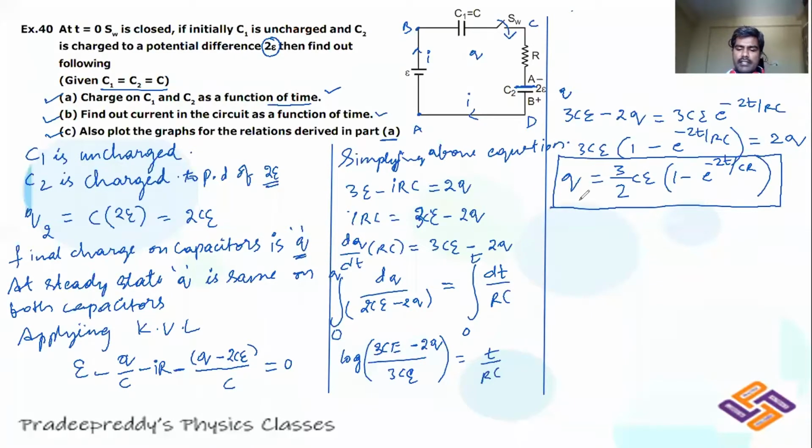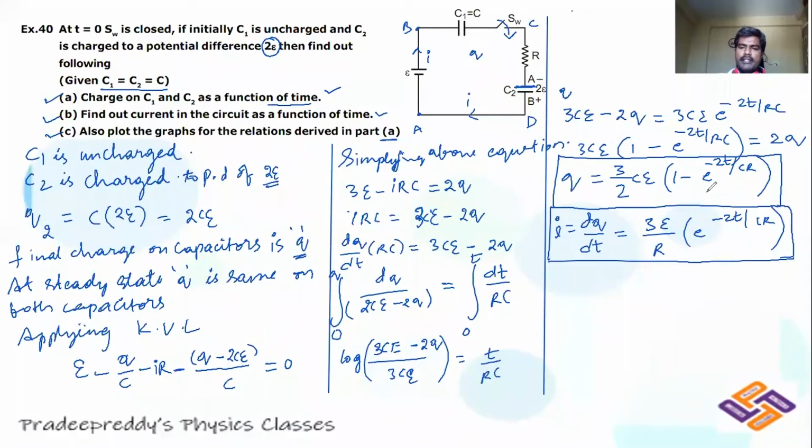And remember, the final charge will be the same on both the capacitors. It is variable with respect to time. So we have got Q. And after that, what should you find out? You should find out current I. What you need to do is simply differentiate this. I is equal to dq by dt. Differentiating that, you will get 3E by R into e power minus 2t divided by CR. This is the current in the circuit, which is variable with respect to time.